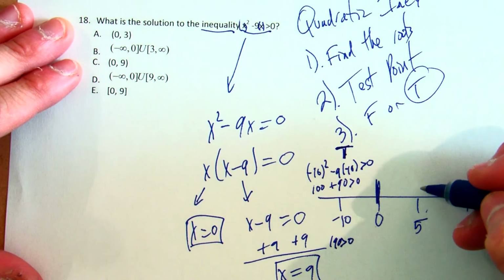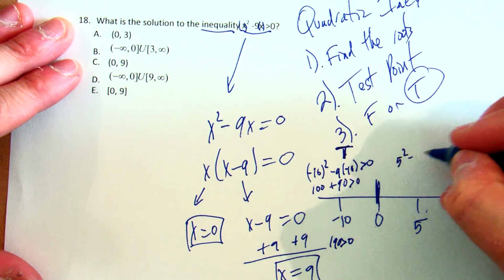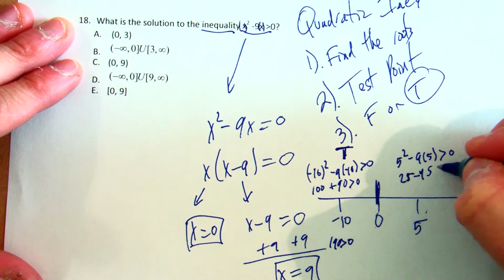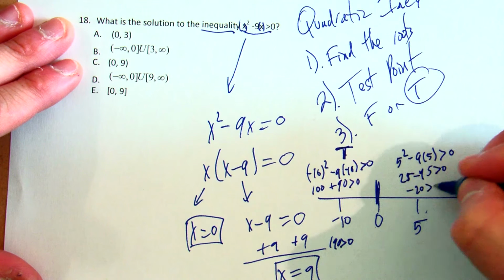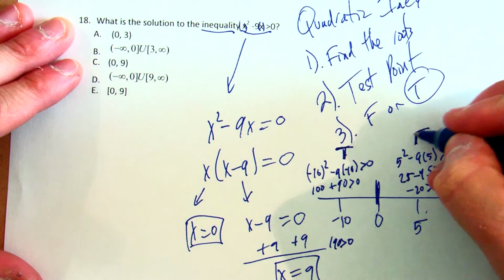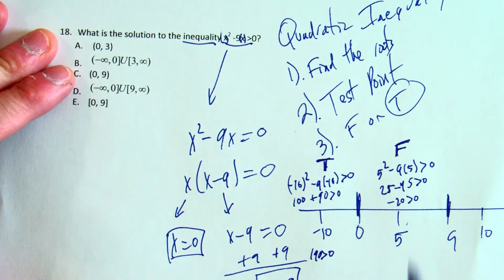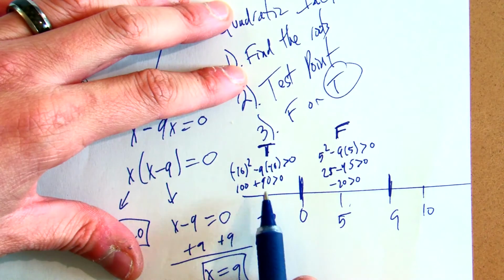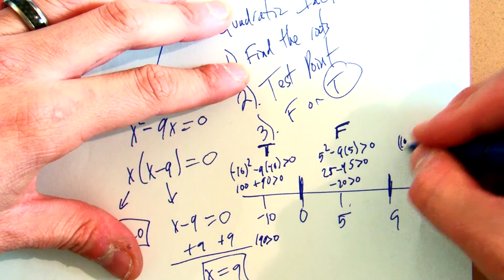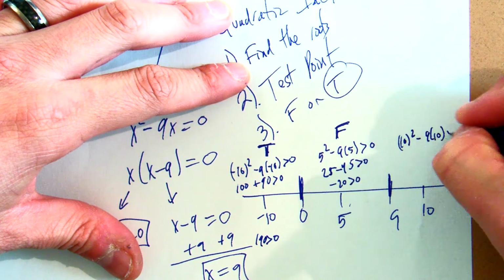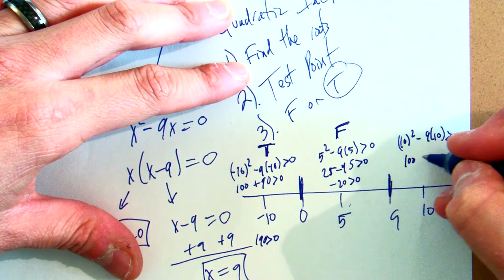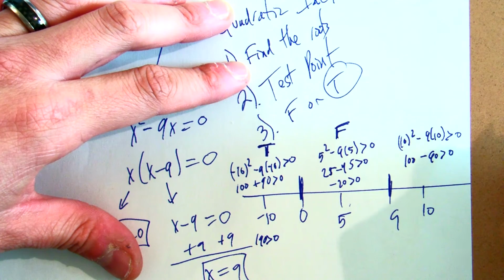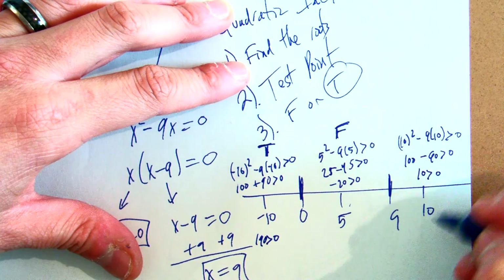If you plug 5 in, you get 5 squared minus 9 times 5 is greater than 0. So 25 minus 45 is greater than 0, which means negative 20 is greater than 0. That's clearly false. If you remember, it's going to be true, false, true, or false, true, false. Plug 10 in, and you get 10 squared minus 9 times 10, so 100 minus 90 is greater than 0. You get 10 is greater than 0, which is true.